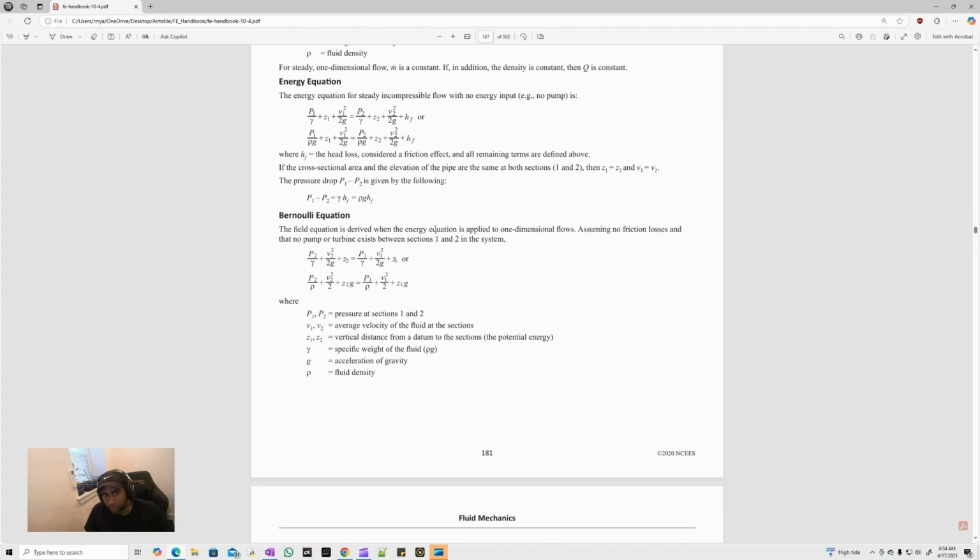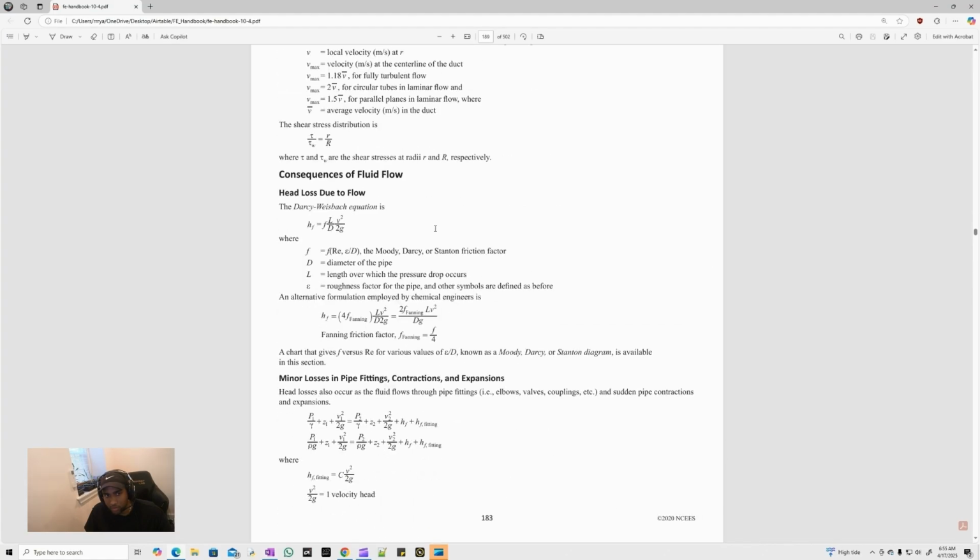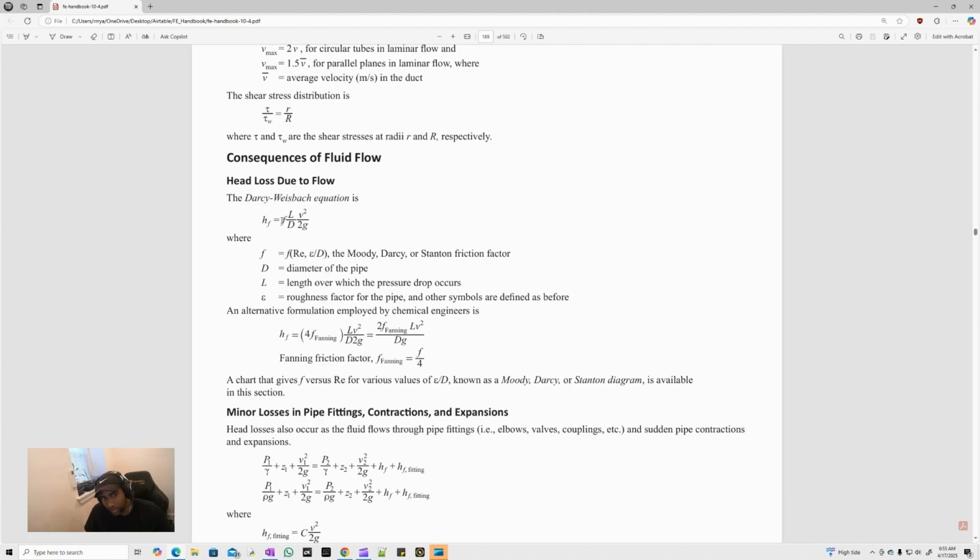This head loss due to friction, the major loss, can be found using this Darcy-Weisbach equation. So that's what we're going to do in this video. What we need is the friction factor, the L over D, and the V squared over 2G value. The friction factor is found using the Moody diagram. The Moody diagram is a dimensionless chart that relates the Reynolds number and relative roughness to this friction factor.